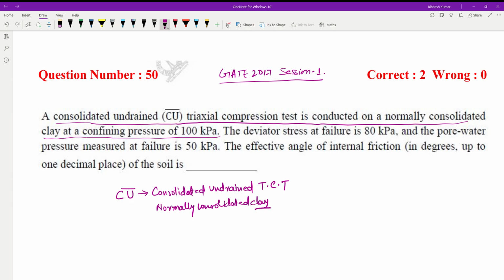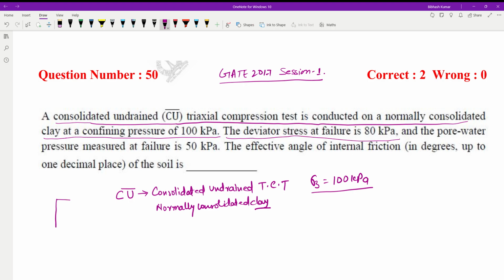Okay, now the question has specified that the sigma 3 value is going to be 100 kPa, that is the confining pressure. All you know that first of all we apply a confining pressure and that is known as sigma 3. So sigma 3 has been given as 100 kPa. Now the deviatoric stress at failure is 80 kPa.